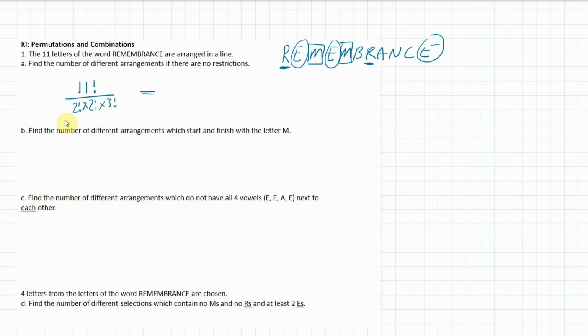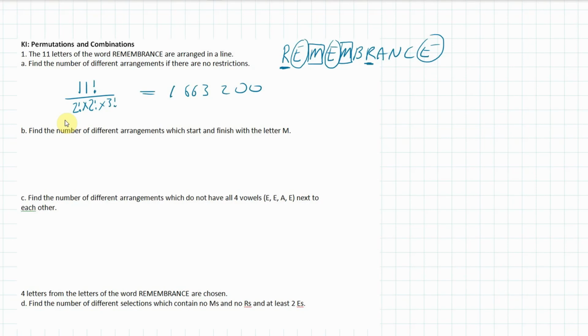Now, when we chuck this into the old calculator, I get a big number. 1,663,200 different ways of arranging those letters that are different.